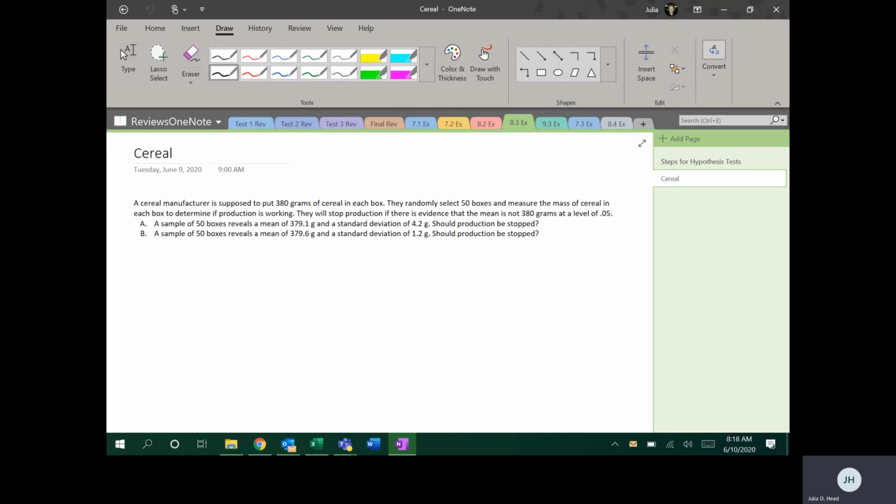First off, it is a hypothesis test because it says level of 0.05. So we're going to go through those 6 steps that we've been talking about. The parameter that we're testing this time is the mean. It says the mean is not 380 grams. It doesn't mention proportions. And again, usually mean questions will use the word mean or average. So instead of p, we're using mu. Still going to look at what number I'm testing it against. We're supposed to have 380 grams.